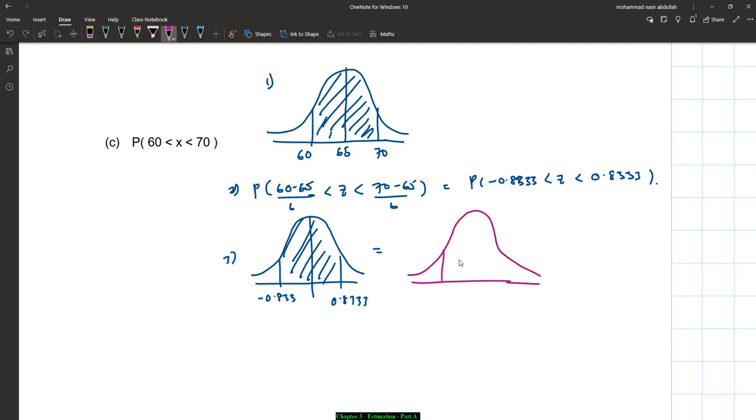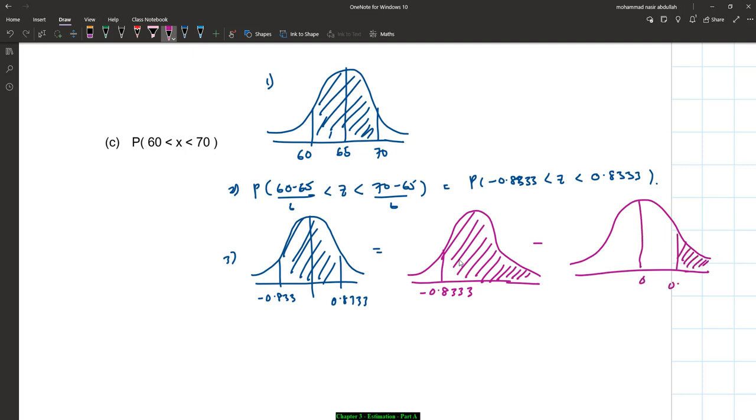On the left hand side here, we take everything negative 0.8333 minus, on the right hand side here, 0.8333, the same thing, right? So this one should be 1 minus probability of z more than 0.83. Let's make it short, 83. Since we have 4 decimal points in our example, we just round to 2 decimal points.